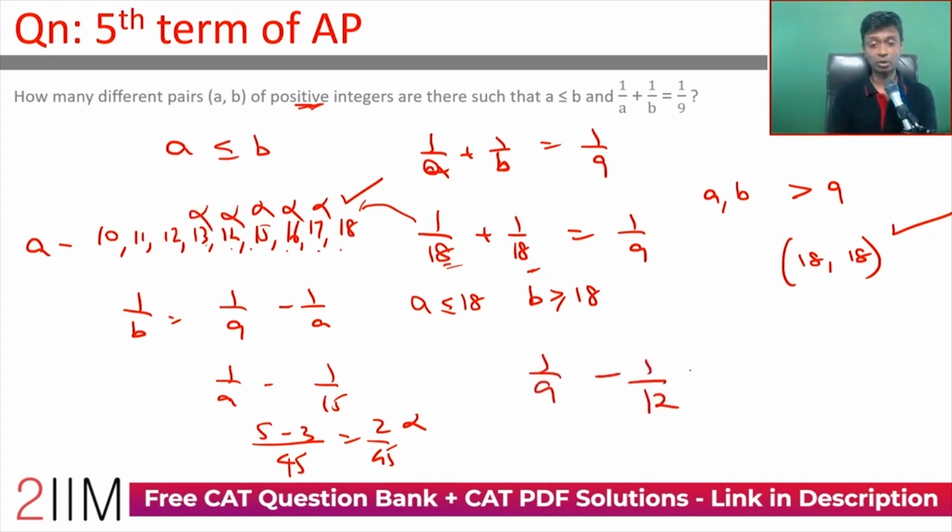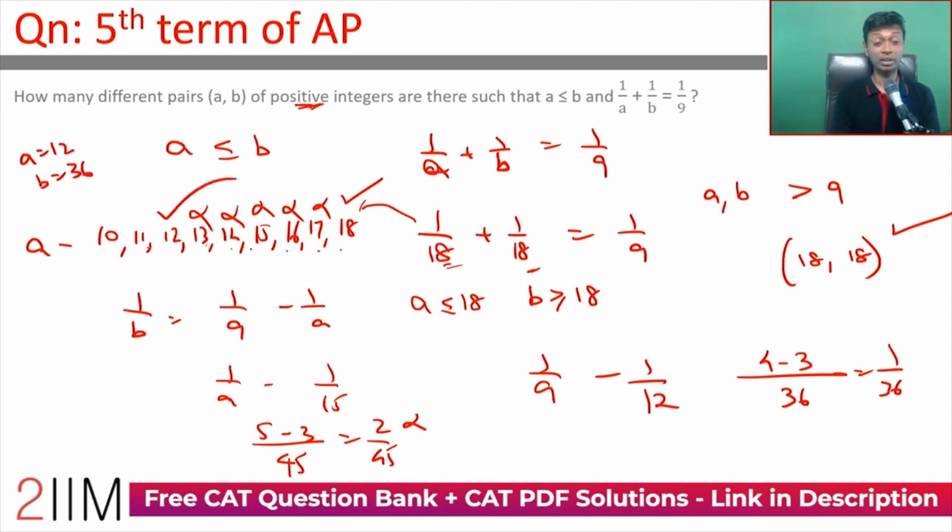1/9 minus 1/12. 36 is common. 4 minus 3 by 36, 1/36. Yep, that works. A equal to 12, B equal to 36. That is a possibility. So 12 works.